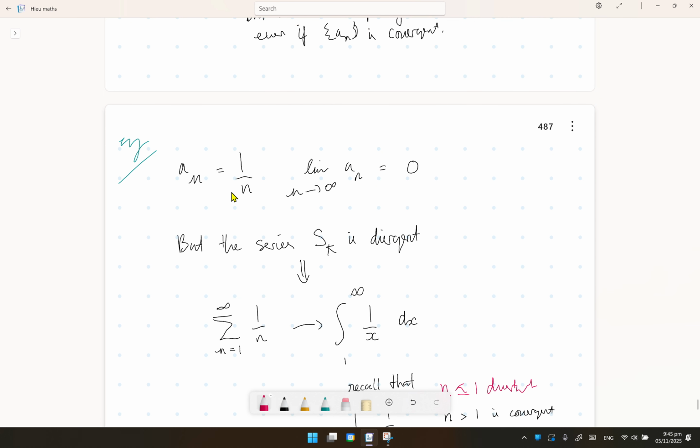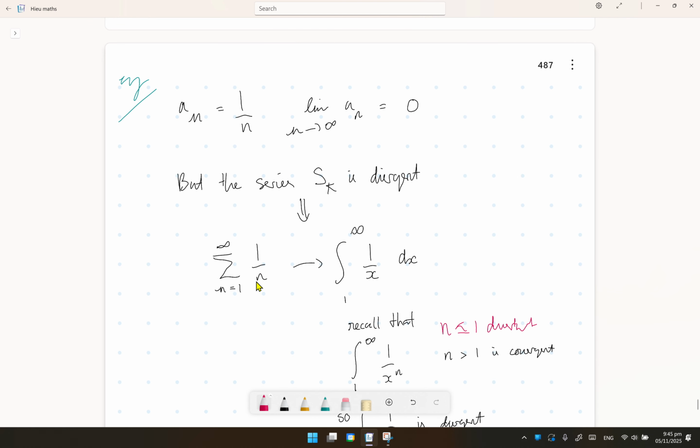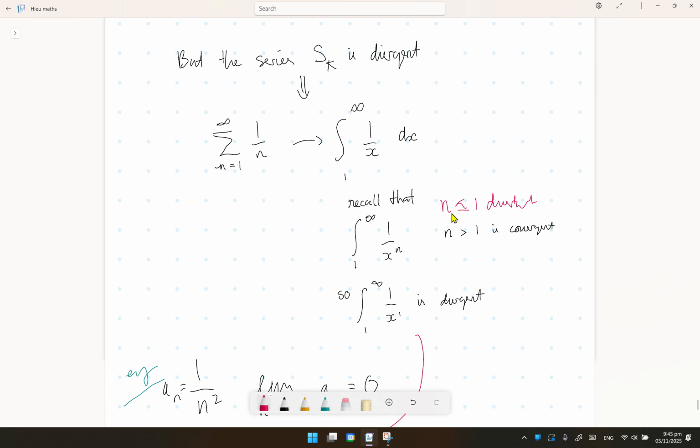And so, since this is 1 over n to the 1, we can reason that the sum to infinity of this would be divergent as well, because if n is less than or equal to 1, it's divergent, and if it's more than 1, it's convergent. Keep in mind that the answer from doing this integral and comparing it to an integral will not give you the same answer as the sum. It just won't. But it can give you the relationship.